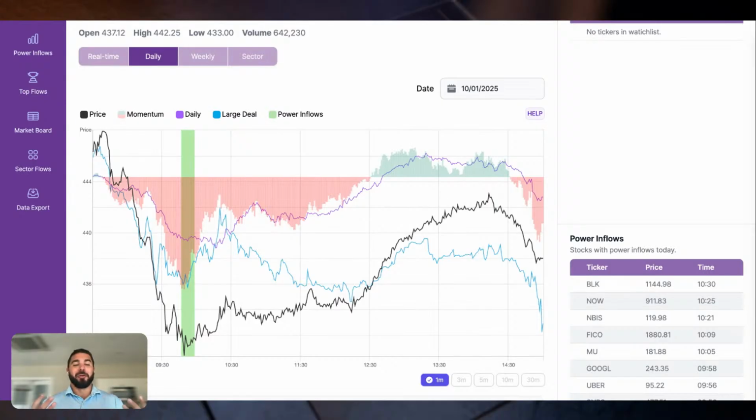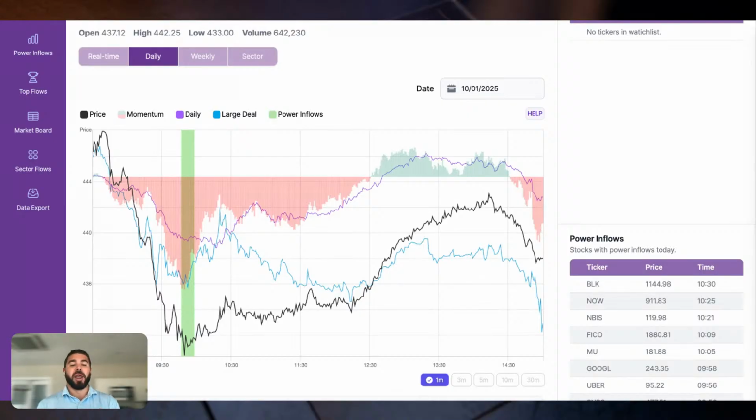And if you look at the price, lo and behold, after that power inflow signal, the price had a pretty steady rise throughout the rest of the day there. So really just indicating how the order flow analytics can really help illustrate and also predict what a stock price may do throughout the rest of the day.